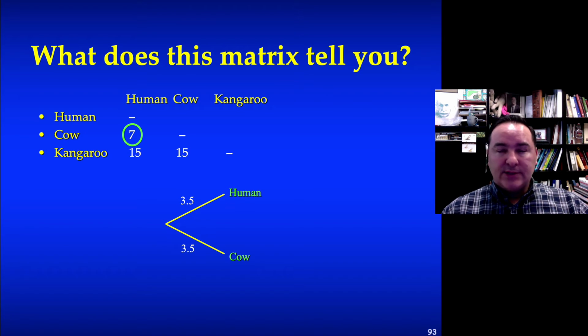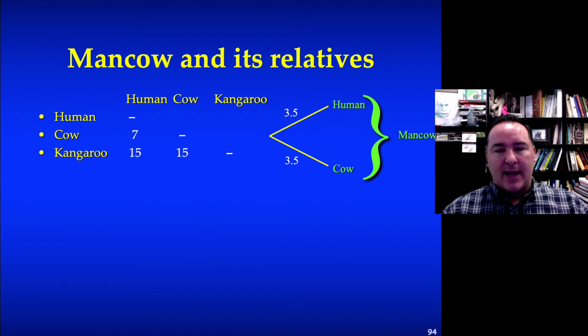And you can even put the branch lengths on there. If you assume that it's the same rate on each side, it has to be 3.5 differences per side, even though you don't really have 3.5 differences, but that's okay. This is an evolutionary distance, and you can divide it up that way. And that now becomes that lineage that we would call man-cow, right?